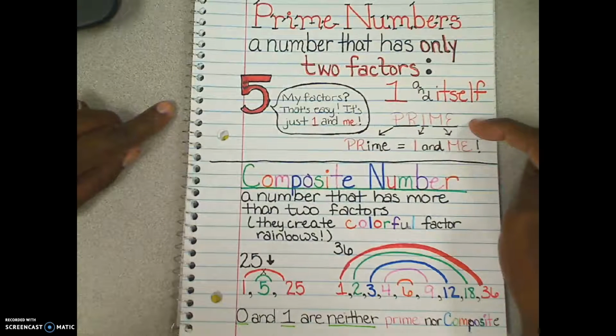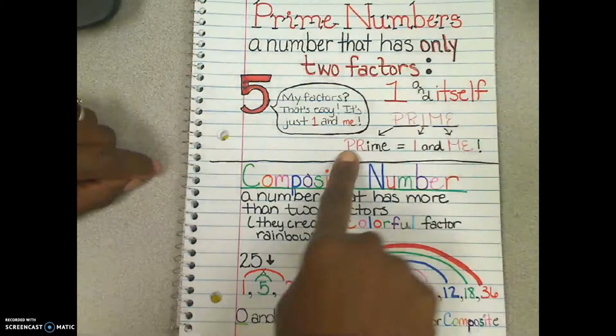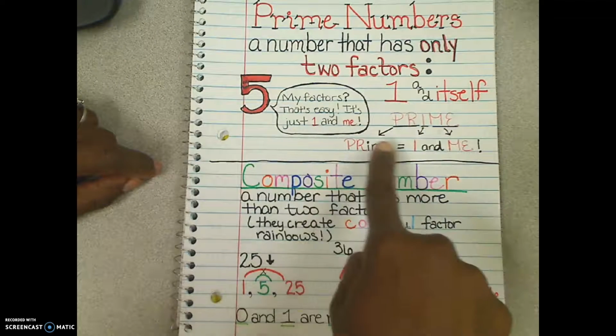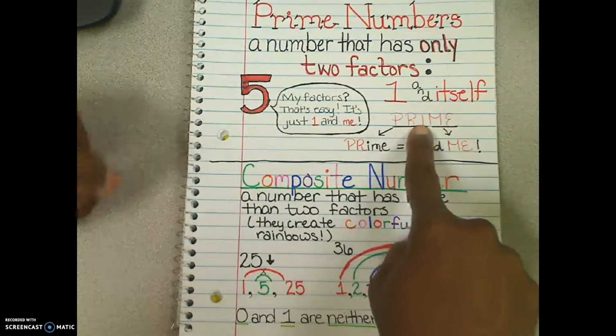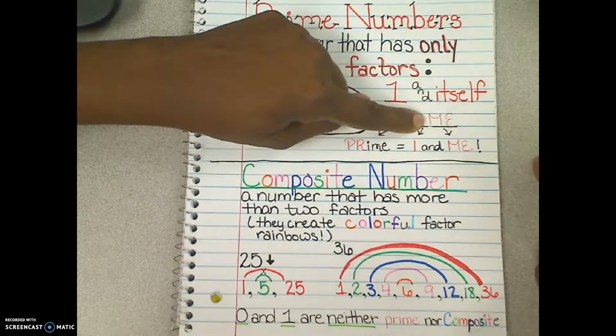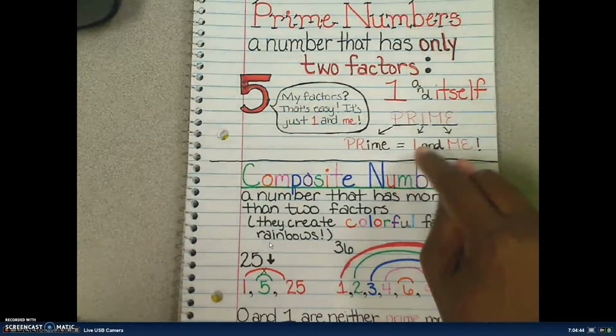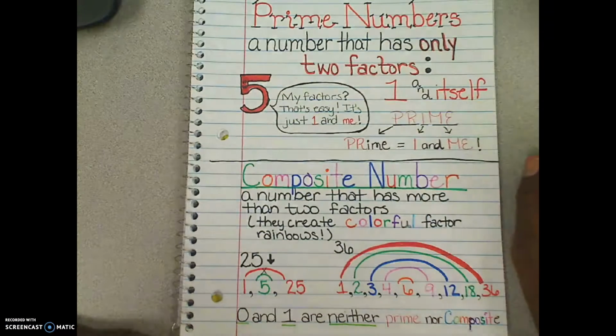Then notice here, to help you out, I broke up the word prime. So PR stands for prime, and then if you look at this I, it looks like a 1, and then the last two letters spell me, so 1 and me. So whenever you think of prime, you should know it's 1 and me, 1 and itself.